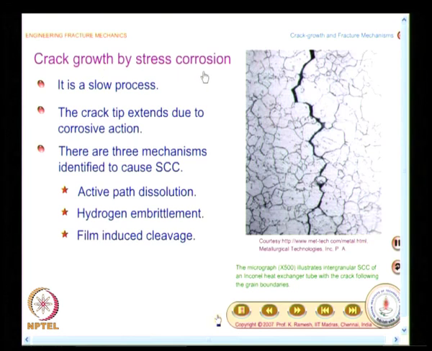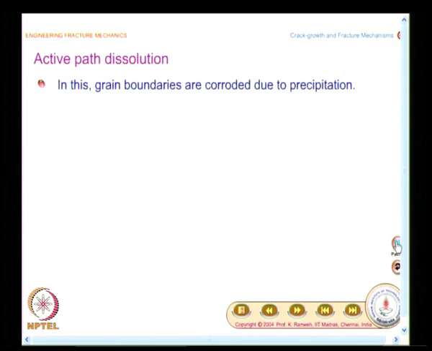Let us continue our discussion on stress corrosion cracking, and we have looked at in the last class that the crack grows by stress corrosion, and we saw that it was an intergranular crack growth, that is what you see in this micrograph, and this could advance by any of the three mechanisms. One is active path dissolution, the second possibility is hydrogen embrittlement, and the third possibility is film induced cleavage. We would see these mechanisms one after another. These are again descriptive, so you need to take proper notes of these points.